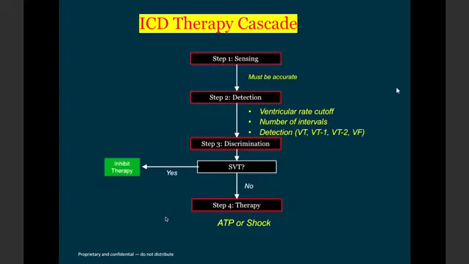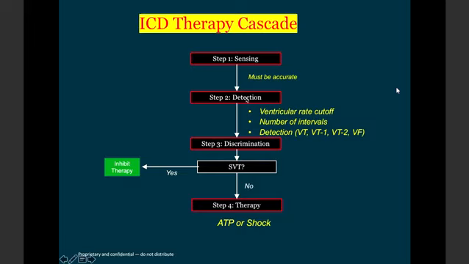If you look at the ICD therapy cascade, step number 1 is sensing of the arrhythmia. How does it do it? Like a pace sense lead, it constantly monitors the cardiac rhythm. So it identifies the exact ventricular electrogram where it is in contact with the myocardium.